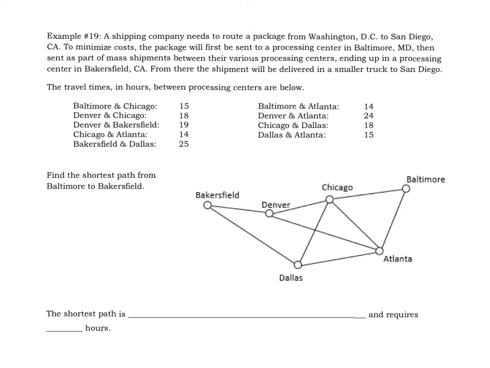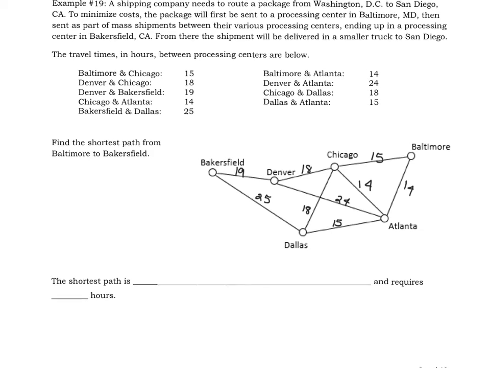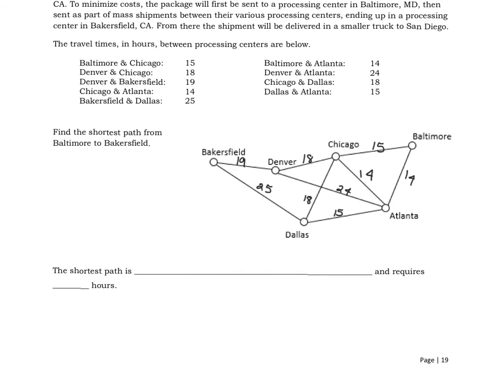The travel times in hours between processing centers are below. So I'm going to go ahead and pause this, and I will write down all those processing times. Okay, that's done. I'm going to go ahead and move this up just a tad. Okay, it says find the shortest path from Baltimore to Bakersfield. So that makes Bakersfield the end point. That's where we want to end up.